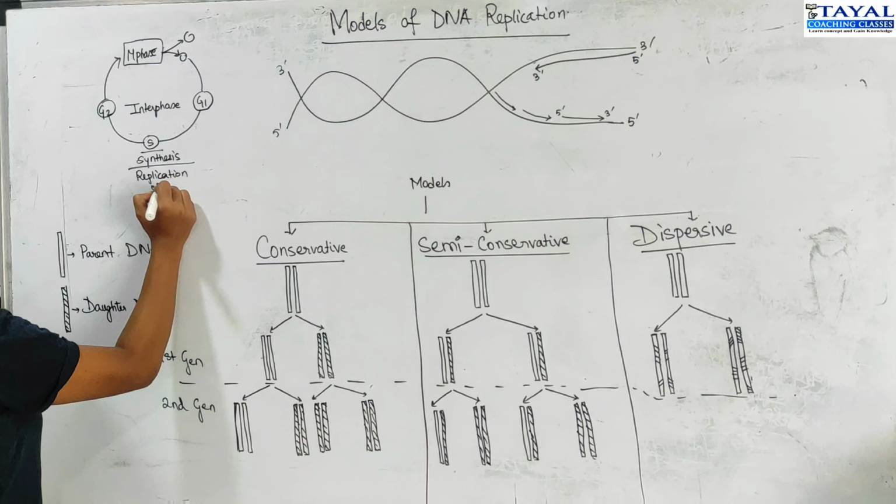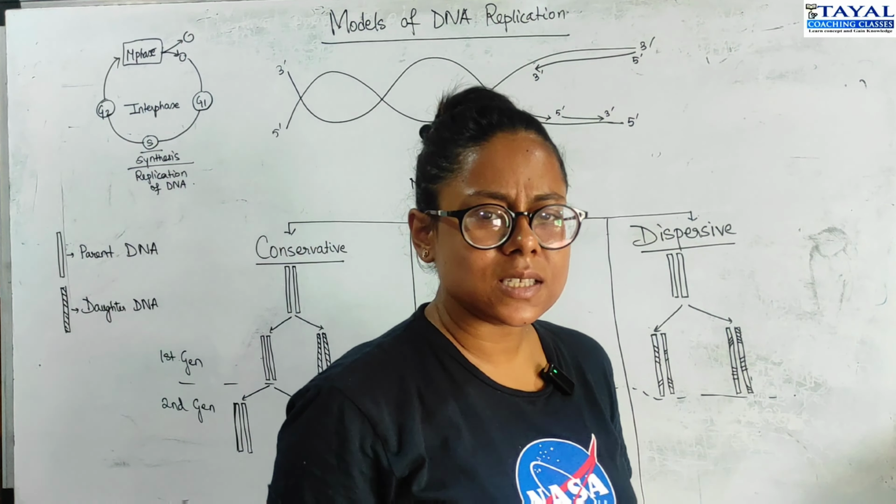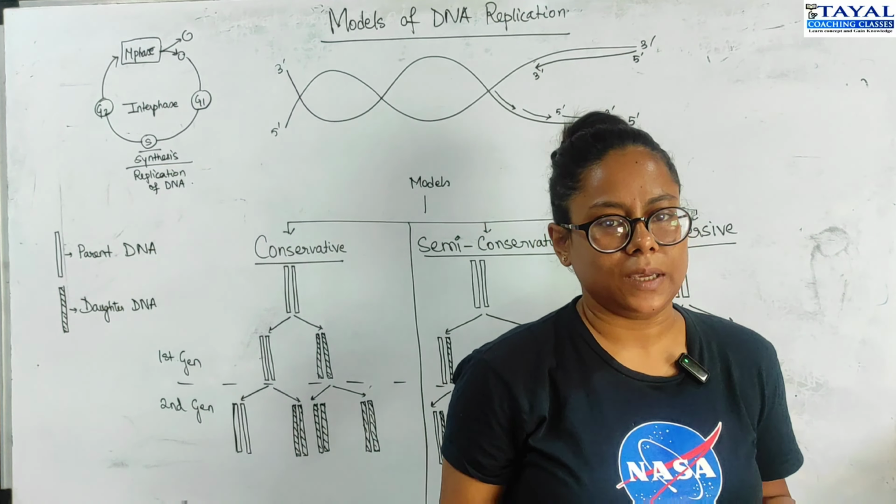In the interphase of the cell cycle, the cells undergo three stages: the G1, the S, and the G2. In S, which is the synthesis phase, every cell replicates its DNA. Replication of DNA takes place in this step.